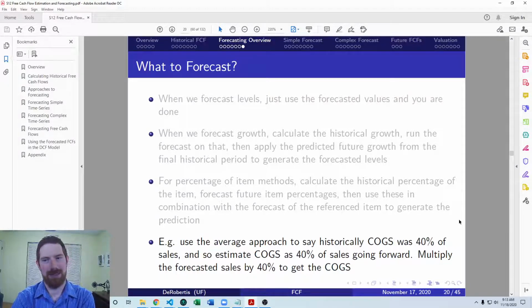So that's an overview on everything that we're going to be doing in forecasting in this course. We're going to come back next time to look at the simple forecasting models.